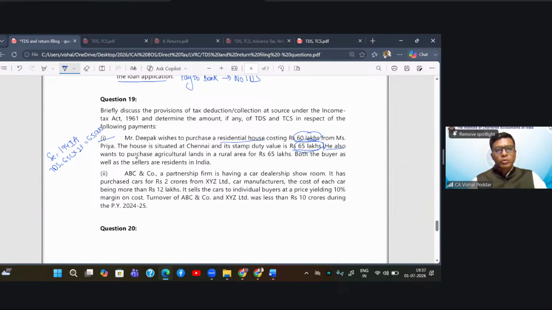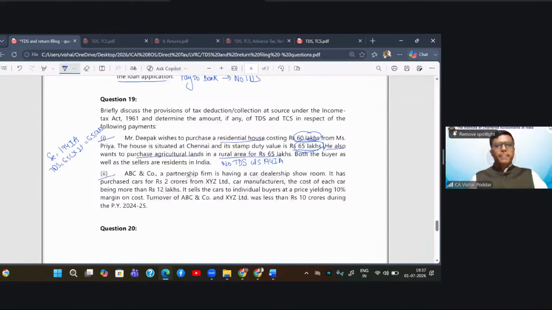The second part is that he also wants to purchase agricultural land in a rural area. In this particular case, there is a specific exclusion, so there is no TDS. Why? Because 194IA specifically excludes the purchase of agricultural land. Correct? Clear to all? Let us proceed.